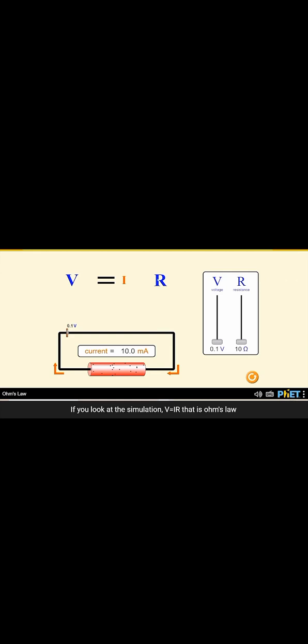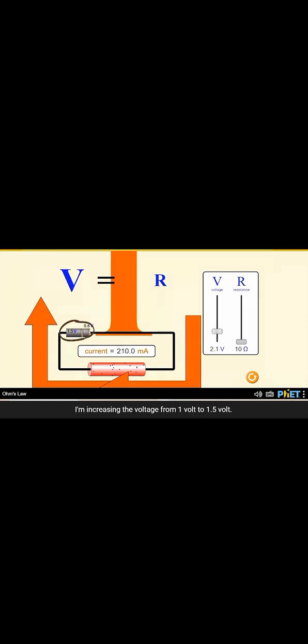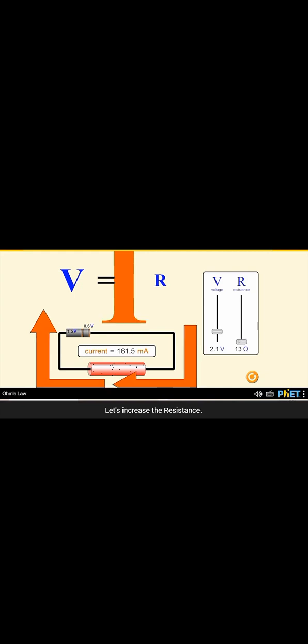If you look at the simulation, V equals IR, that is Ohm's law, where V is directly proportional to I and the resistance. Let's increase the voltage and see the changes. I am increasing the voltage from 1 volt to 1.5 volt. You'll see the value of the current is much higher as the voltage is directly proportional to the current. Let's increase the resistance.